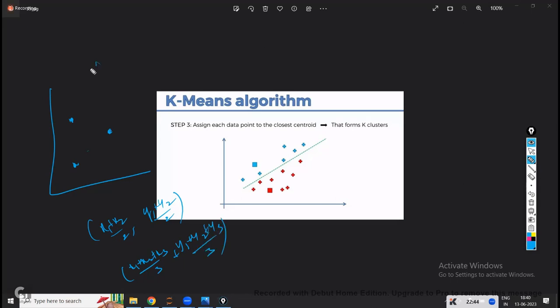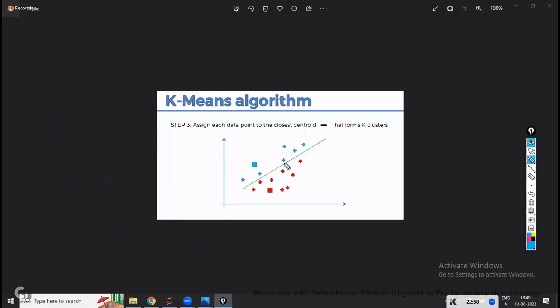If I'm having 4 data points with me, what is the center for these 4 data points? x1 plus x2 plus x3 plus x4 divided by 4, y1 plus y2 plus y3 plus y4 divided by 4. Similarly, here all the blue data points are there: 1, 2, 3, 4, 5, 6. 6 blue data points. For these 6 blue data points, I'm going to identify the center value. Similarly, for the 8 red data points, I'm going to identify the center value.